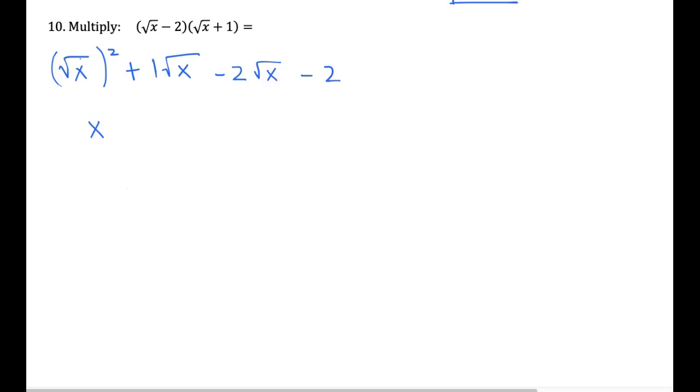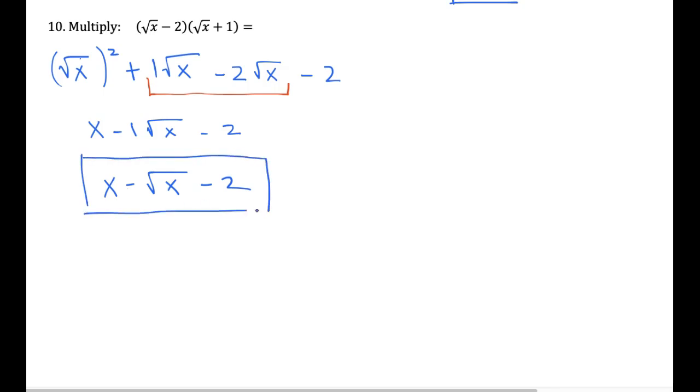All right, the next thing that happens is both of these, like we saw in the last problem, are like terms. So we've got 1 square root of x minus 2 square root of x. So we get minus 1 square root of x, but you don't have to put the 1, minus 2. So really what most people would write is x minus the square root of x minus 2. Those are all different terms. They're not combinable, so you have to leave it just like that. There's nothing more you can do with it.